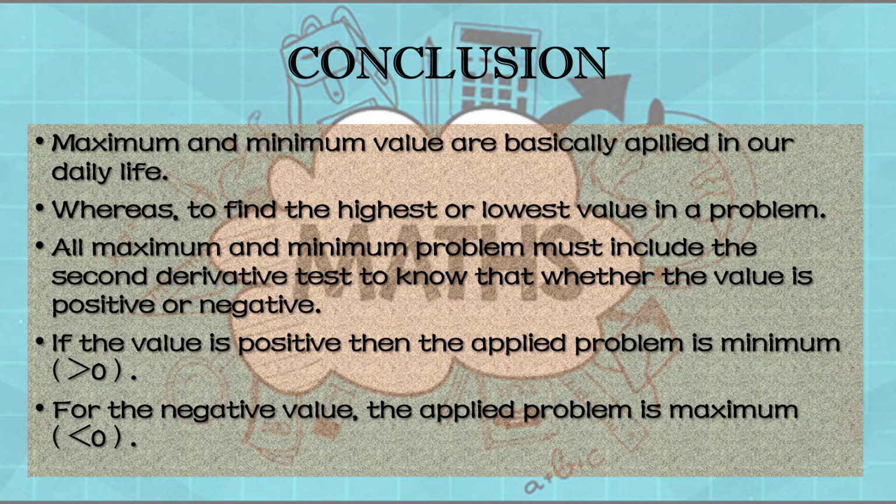Here are the conclusions for our assignment. Maximum and minimum values are applied in our daily life, to find the highest or lowest value in a problem. All maximum and minimum problems must include the second derivative test to know whether the value is positive or negative. If the value is positive, then the applied problem is minimum, where the value is more than 0. For a negative value, the applied problem is maximum, where the value is less than 0.